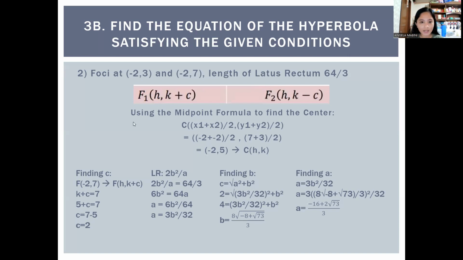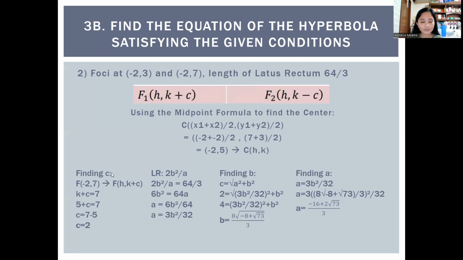So para mahanap natin yung center, gagamitin natin yung midpoint formula, which is x sub 1 plus x sub 2 over 2, comma y sub 1 plus y sub 2 over 2, which will give us the center negative 2, comma 5. Having h is equals to negative 2 and k is equals to 5.